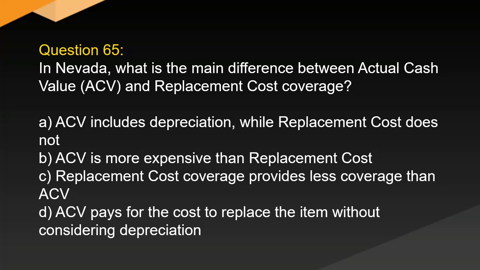Question 65. In Nevada, what is the main difference between actual cash value, ACV, and replacement cost coverage? A. ACV includes depreciation, while replacement cost does not. B. ACV is more expensive than replacement cost. C. Replacement cost coverage provides less coverage than ACV. D. ACV pays for the cost to replace the item without considering depreciation.